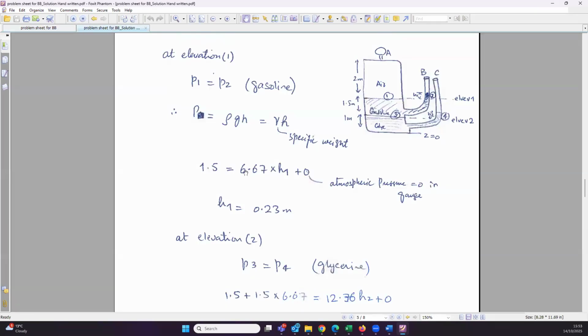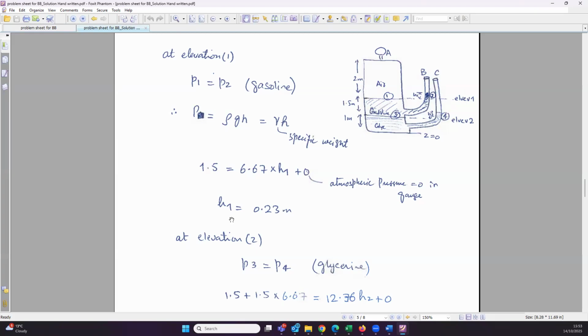If you now write in this equation, kilonewton per meter cube times meter, the meter will cancel out with one of the meter cubes. So it will become kilonewton per meter square. Newton per meter square is kilopascal. So that's why I do not need to worry about writing kilo on both sides. I know it will cancel out.